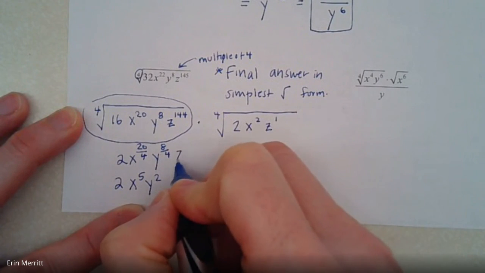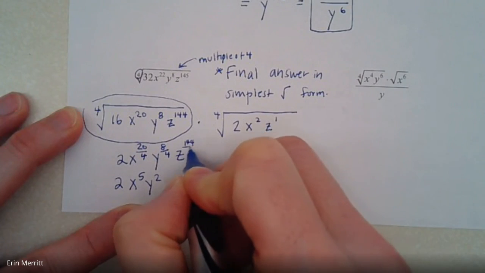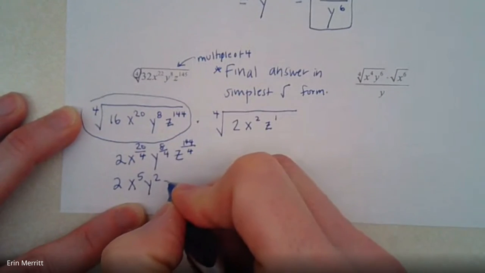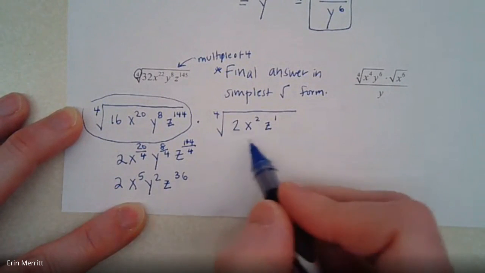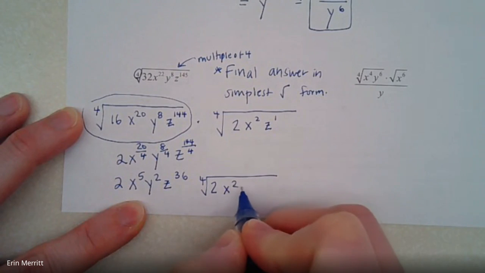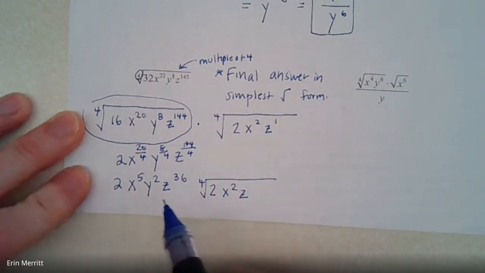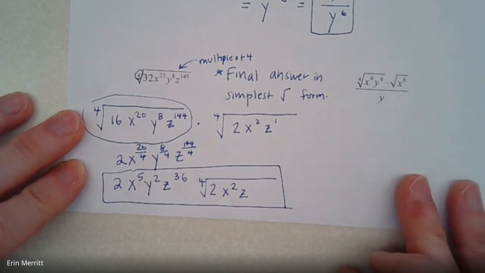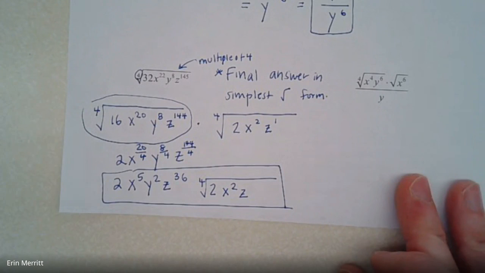This one, power over root. I did that one a moment ago. That came out to be 36. And then you're stuck with all this stuff underneath a fourth root. So 2x squared z to the first, or just z. Not the prettiest thing, but that would be the answer in simplest radical form.